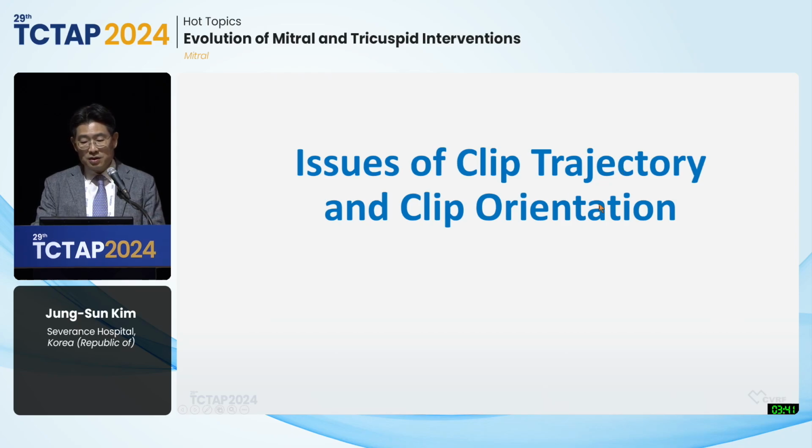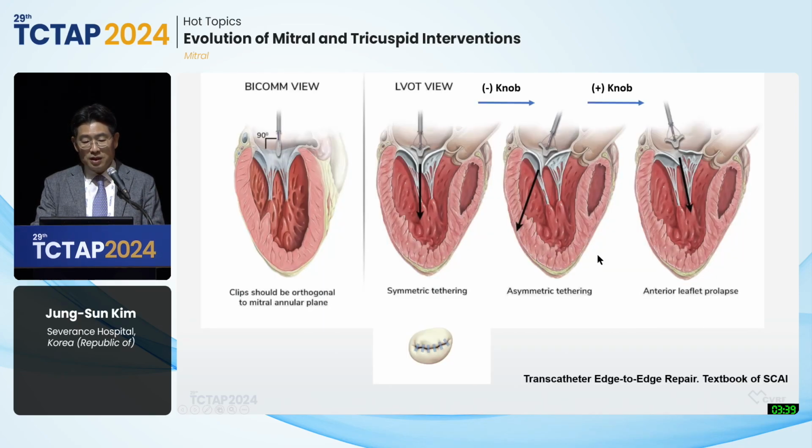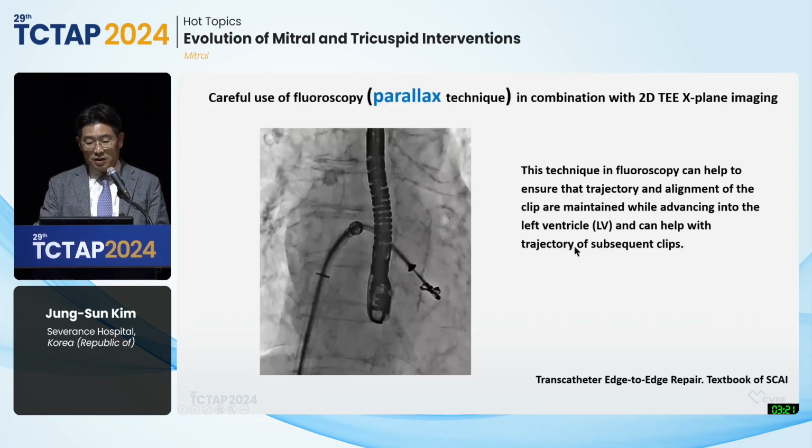And the other issue is clip trajectory and clip orientation. The usual clip trajectory here is perpendicular to the mitral valve. However, there is some different situation. With asymmetric tethering of the posterior leaflet and anterior leaflet prolapse, then we can use the plus or minus knob, as you can see here, to adjust the trajectory.